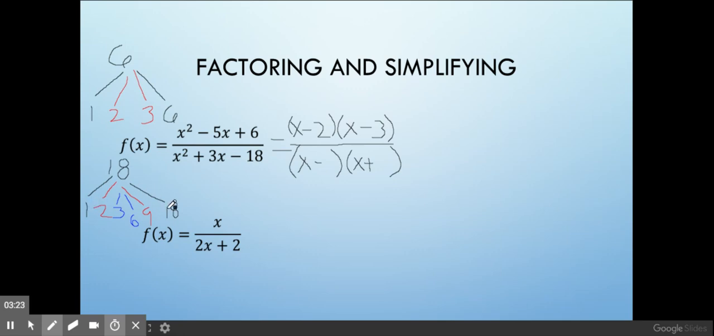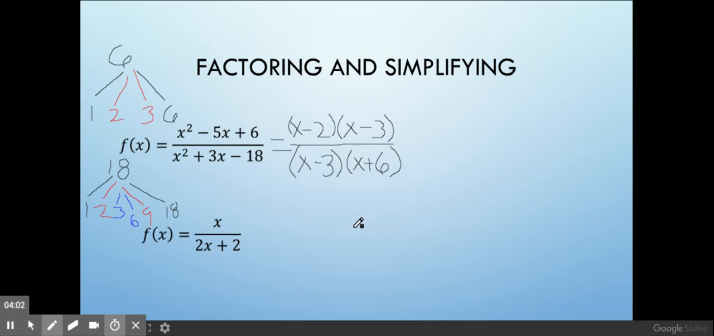So -1 plus 18 gives me +17, which is not our middle number. If we try the other way, -18 plus 1, that gives me -17, still not my middle number. -2 plus 9 gives me +7, not my middle number. -9 plus 2 gives me -7, once again, not my middle number. -3 plus 6 gives me +3, and that is my middle number. So -3 and +6 would be the factors for the bottom.